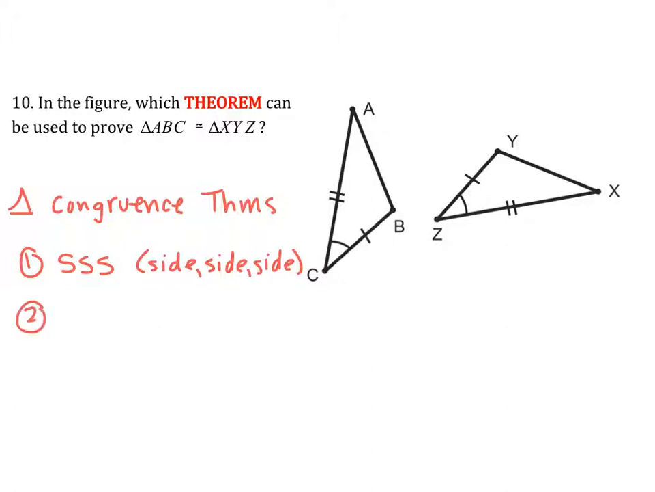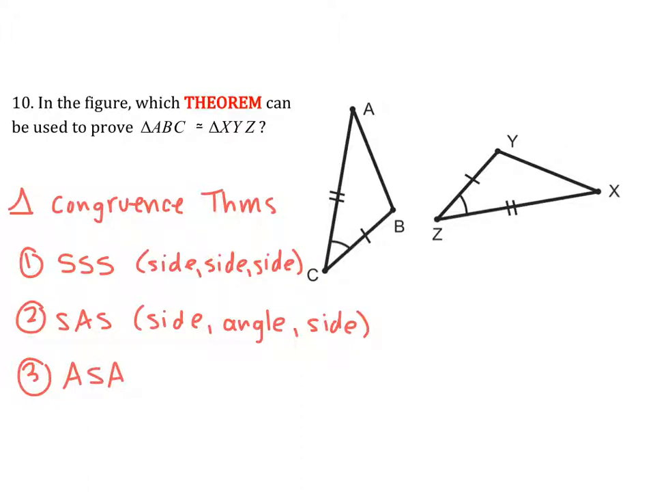And then we have side, angle, side. And it must be in that order. And then the last 2 were angle, side, angle. So I'm not going to write those out because it's just ASA, angle, side, angle. And then angle, angle, side. So if it's not one of those, then we can't conclude that those 2 triangles are congruent.